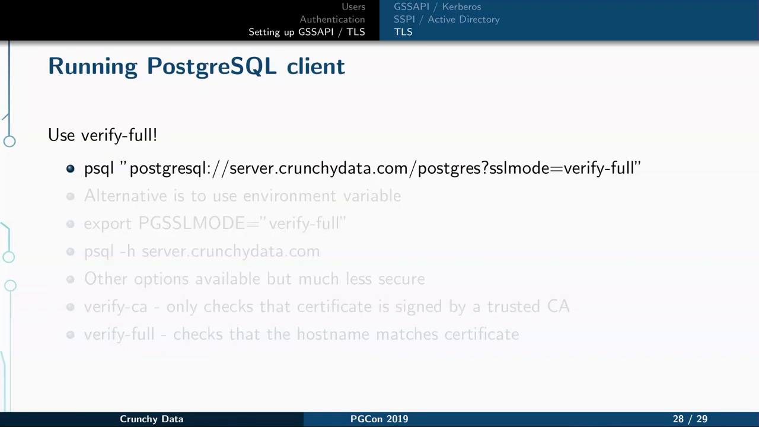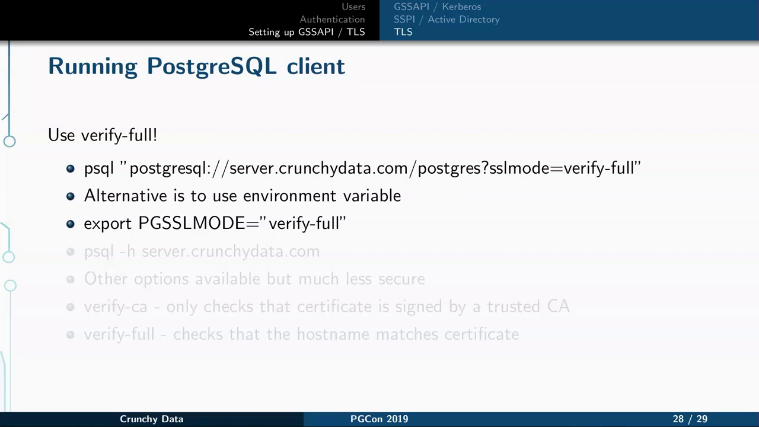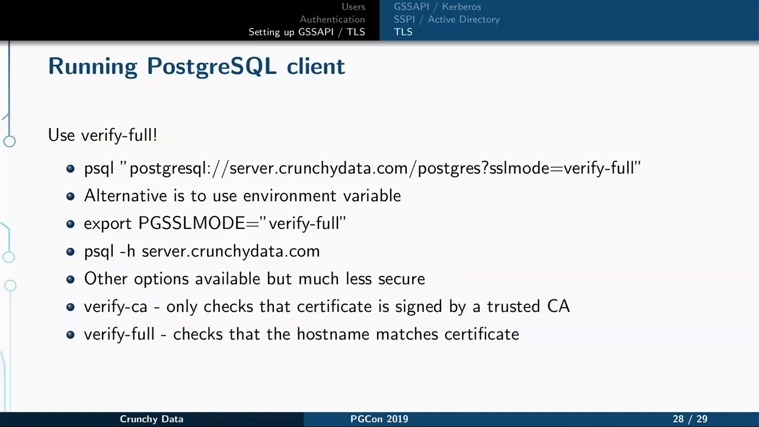All right, and then to run the Postgres client, you want to use verify-full for your SSL mode. You can either specify that here, saying sslmode=verify-full if you want to use that kind of connection string, or you can use an environment variable called PGSSLMODE set to verify-full. What does verify-full mean? It means that when I connect, I'm going to check the certificate common name against the host name of the server I'm connecting to, to make sure that those match up. You can also use the other options here, like verify-ca. I don't really recommend it because it's less secure, but it does also work if you want to do that.